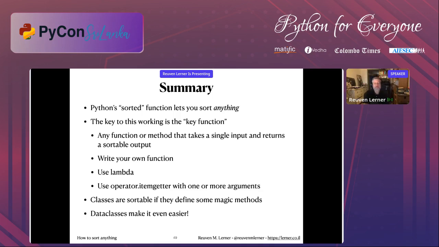Classes are sortable if they define some magic methods, at the very least LT and EQ. But if you add total ordering, then you've got even more. And data classes, which I still can't decide if they are the future of Python classes or just an interesting sideshow, make it even easier to do that.